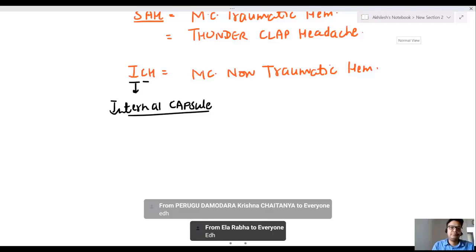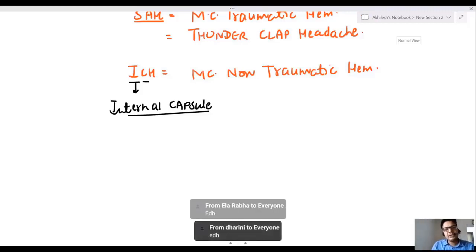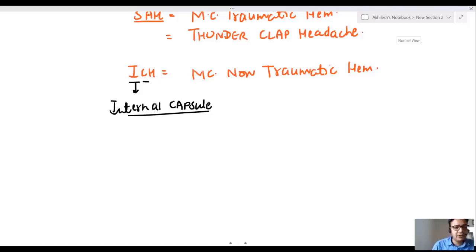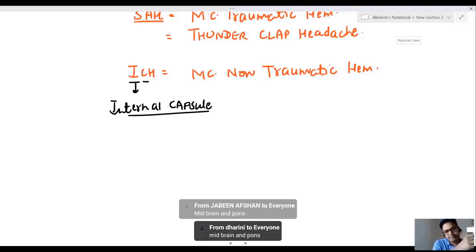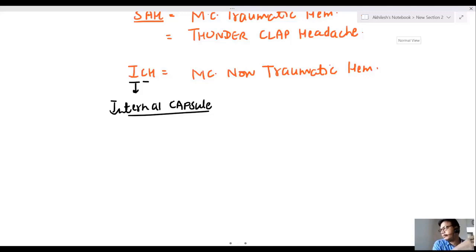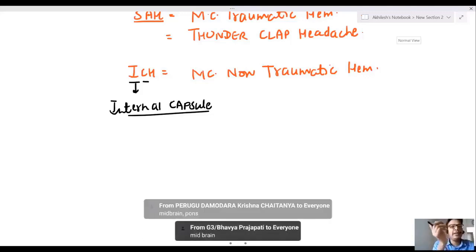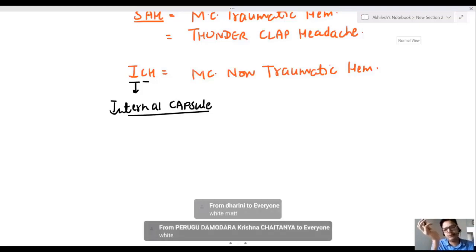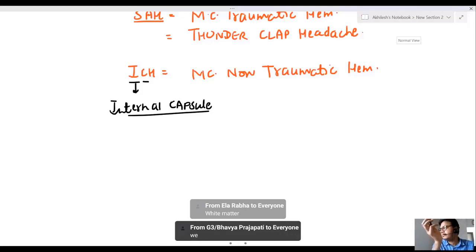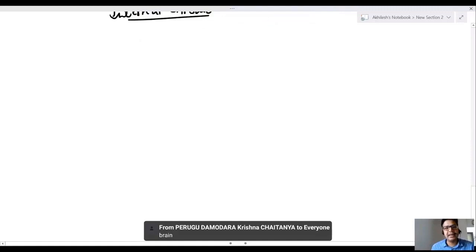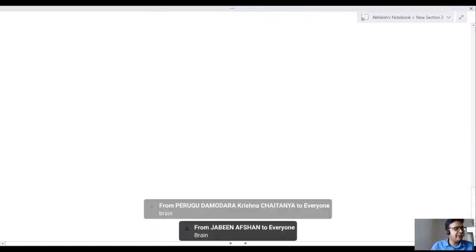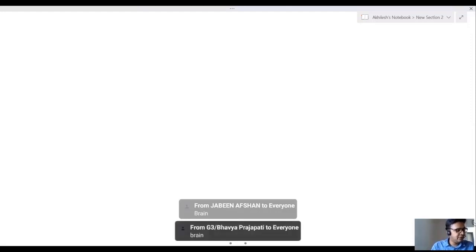Yes, it is EDH. Duret hemorrhage is a hemorrhage of which organ? It is the midbrain and pons. Diffuse axonal injury is an injury of option A white matter or option B gray matter? White matter. Brain edema is seen in which organ? Yes, it is the brain. Concussion of the brain: temporary unconsciousness is seen.